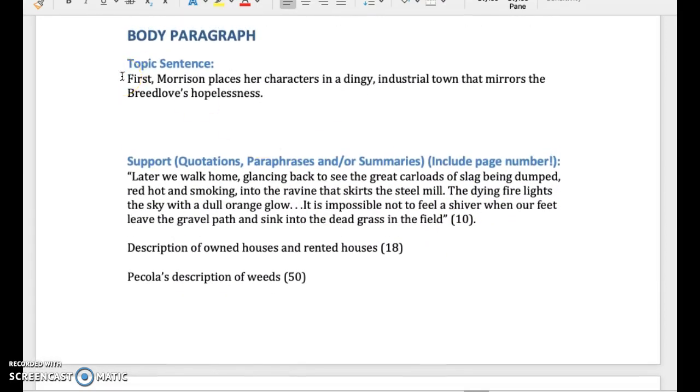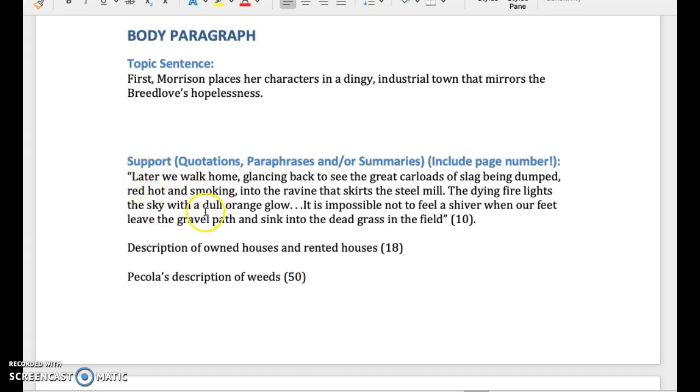Then for my body paragraphs, I have a topic sentence followed by support that I want to include in that paragraph. So to connect it to my thesis, first, Morrison places her characters in a dingy industrial town that mirrors the Breedlove's hopelessness. So then I'm going to come up with quotations or things to summarize from the book, including page numbers so that I don't have to go back and find them later to cite them in the outline.